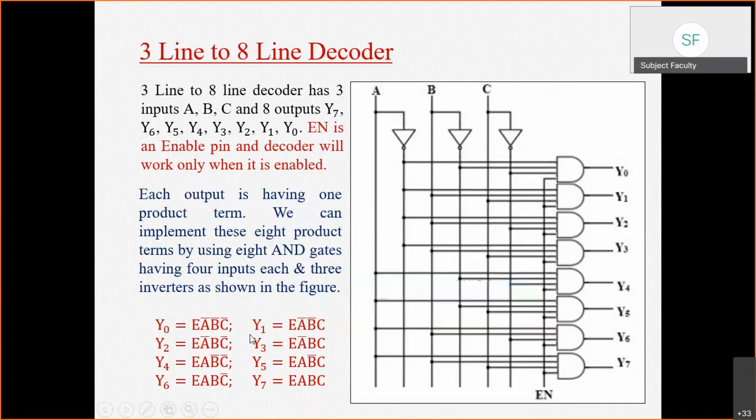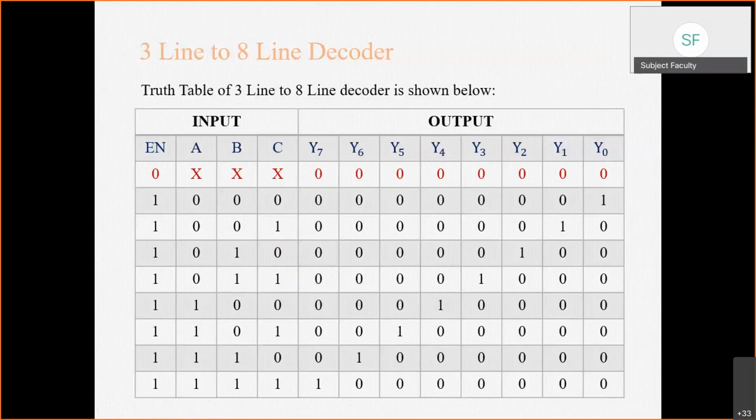The important part is its truth table. How to write the truth table? This is very important. For the truth table, again we have two sections, input and output. We know that the 3-line to 8-line decoder has a total of 8 outputs and 3 inputs. One more input is there, that is enable, which we have kept separate. This enable will always be 1.